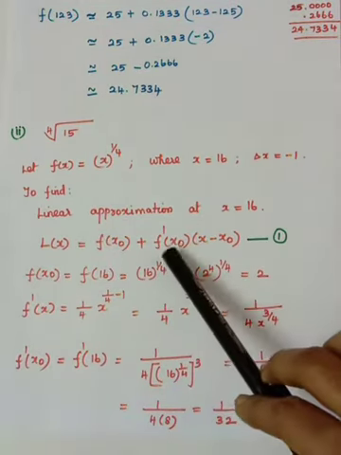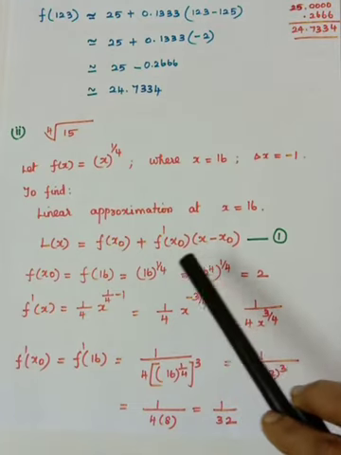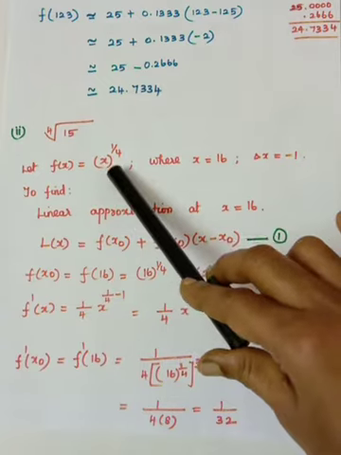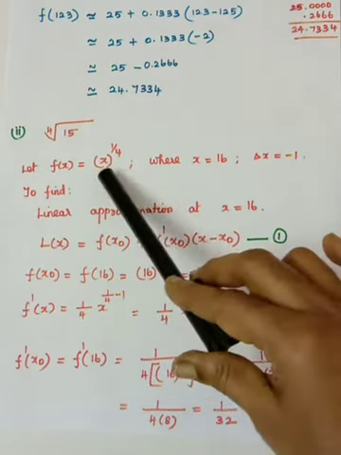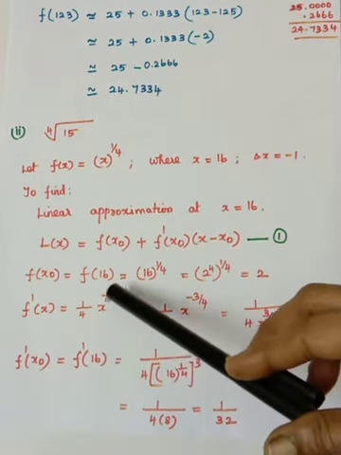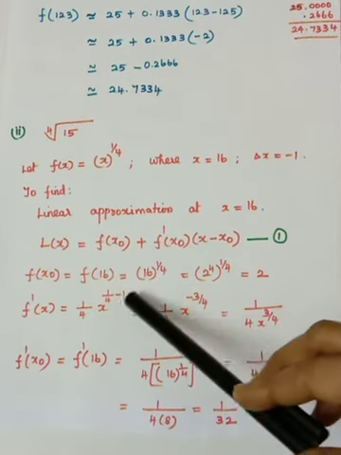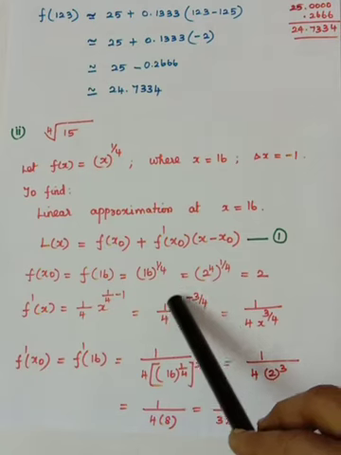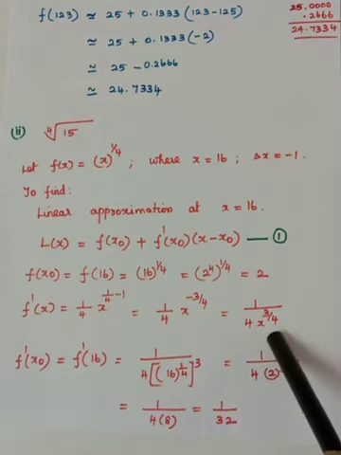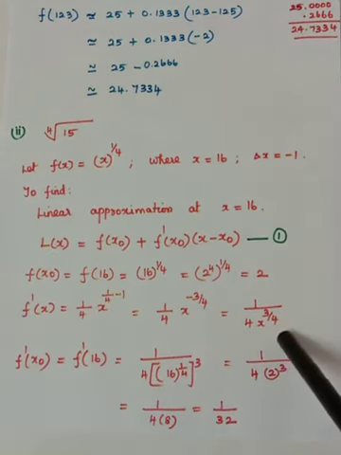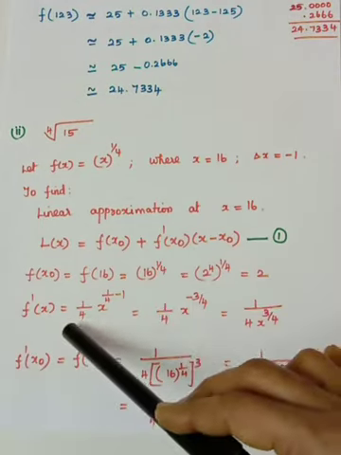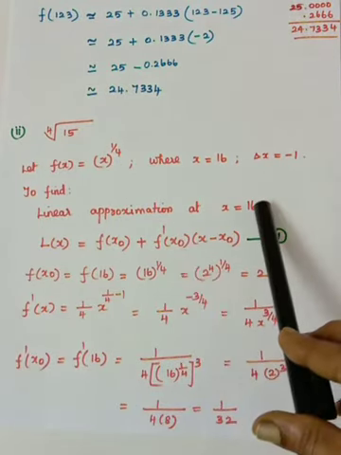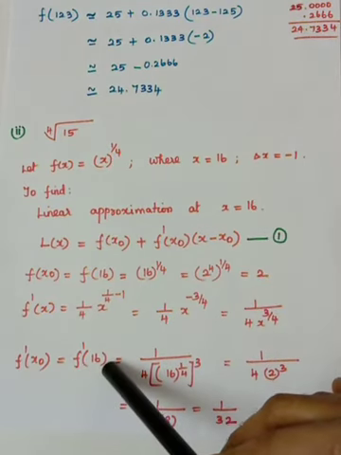Next, what is needed? f dash of x naught. Before moving to f dash of x naught, first you have to differentiate the function. Using the x power n formula, n x power n minus 1, if you simplify the power, you will get minus 3 by 4. It is negative in the numerator, so it is brought to the denominator as positive. So this is your f dash of x. But what is needed here is f dash of x naught. What is your x naught? That is 16. So f dash of 16.